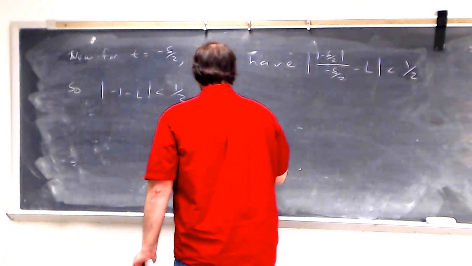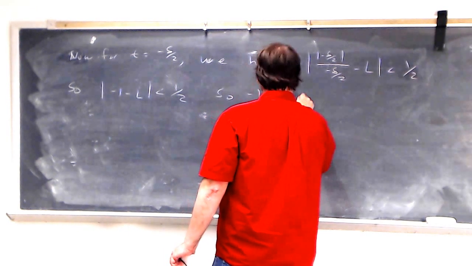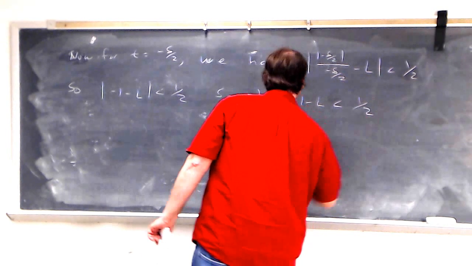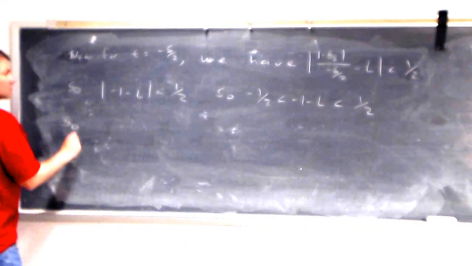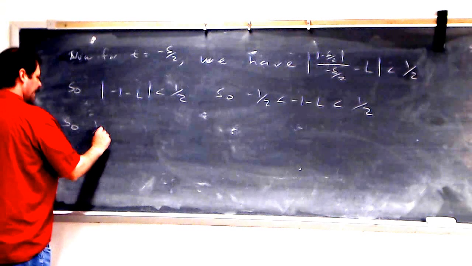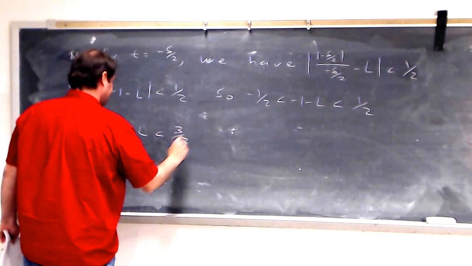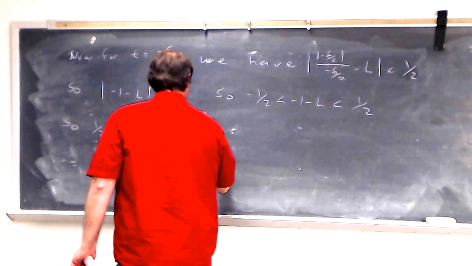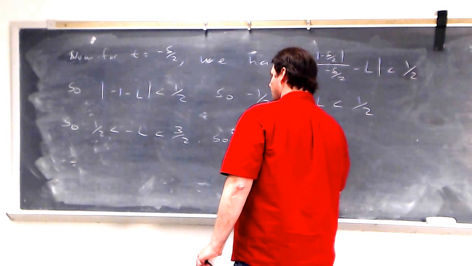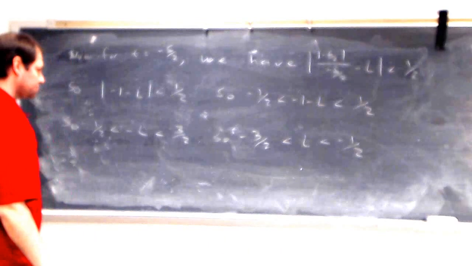So we have minus 1/2 is less than minus 1 minus L, which is less than 1/2. So adding 1 to both sides, we get 1/2 is less than minus L is less than 3/2. So minus 3/2 is going to be less than L, which is going to be less than minus 1/2.